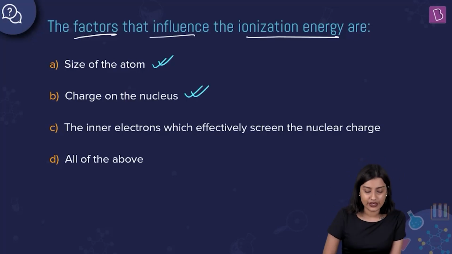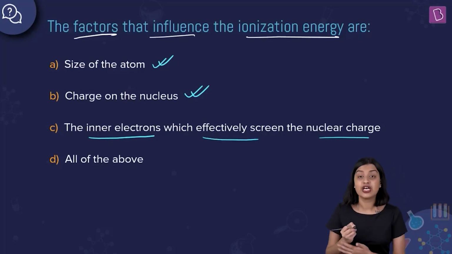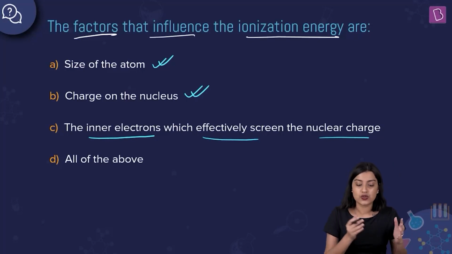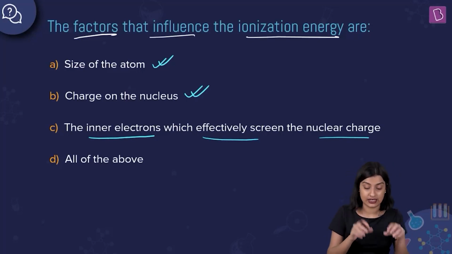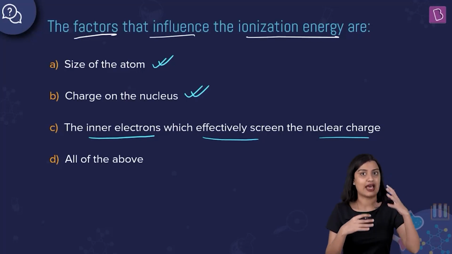Okay, then lastly we have option C, the inner electrons which effectively screen the nuclear charge. Now here we are talking about the screening effect. Okay, so what do we know? We know that S electrons have a higher screening effect than P, than D, than F, right?